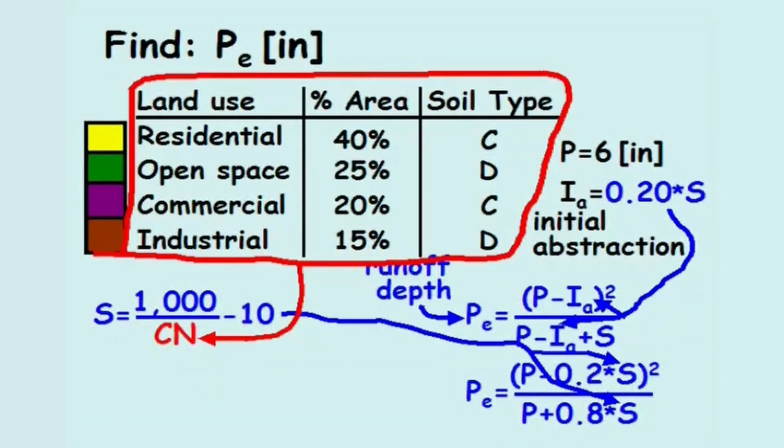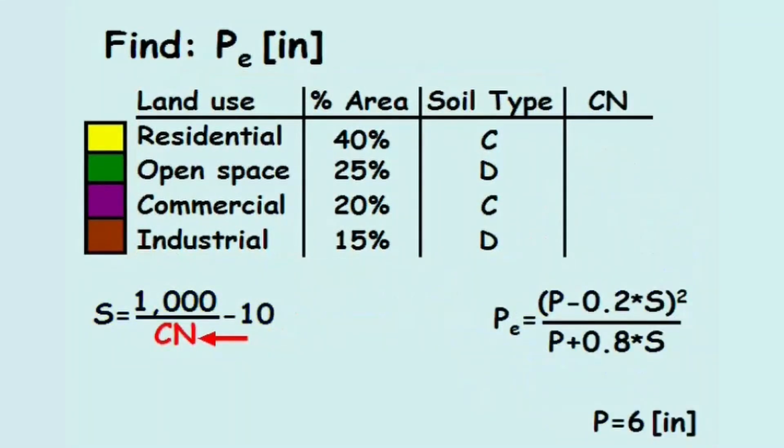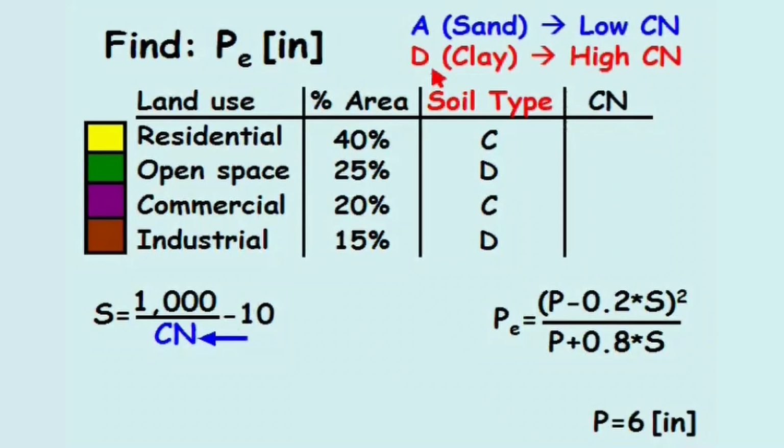Curve numbers based on various land uses and hydrologic soil types A through D are provided in tables and generally range between 40 and 98. Soil type A refers to sandy soils which have high infiltration potential and low curve numbers. Soil type D refers to clayey soils which have low infiltration potential and higher curve numbers. Soil types B and C are in between.